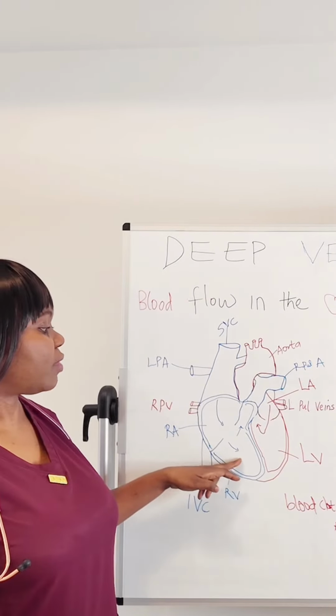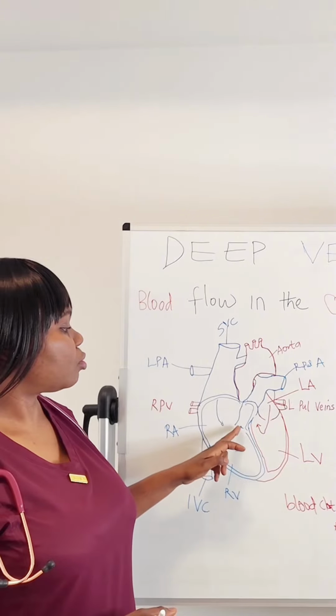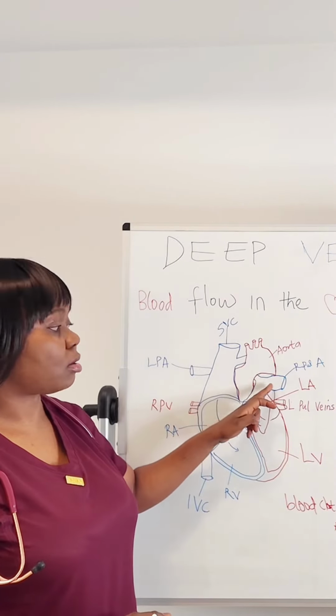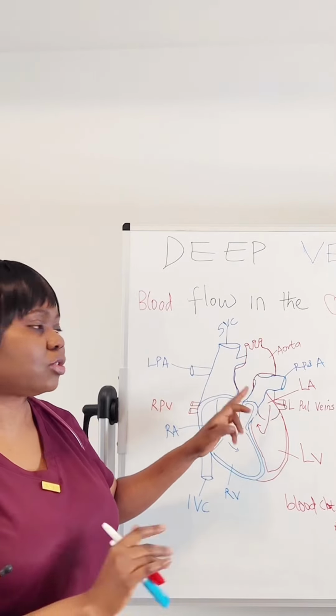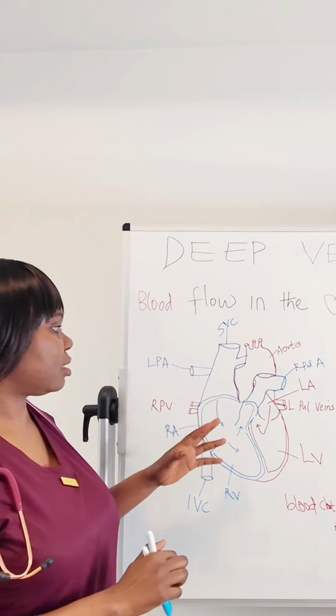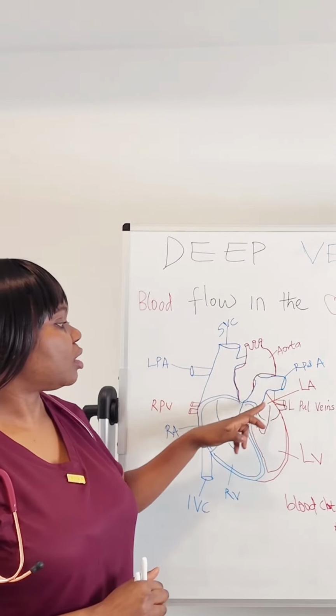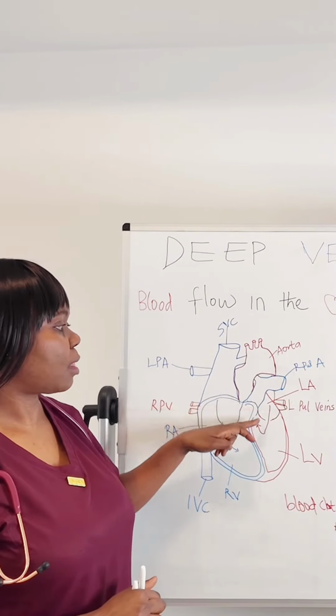When it gets into the right ventricle, the heart contracts and the blood pushes through this pulmonary valve into the lungs for oxygenation, for the lungs to add oxygen to the blood. Once oxygen has been added, the blood becomes red. It's returned back to the left atrium through the pulmonary veins.